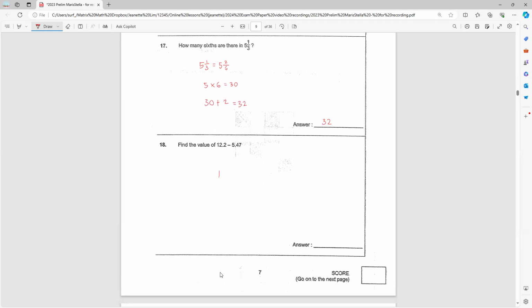We do the working. 12.2, when you minus, the decimal needs to be in line. So we put 12.20 minus 5.47. Borrow, this is 10 minus 7 is 3. 1. So 11 minus 4, 7. Then we have 11 minus 5, 6. 6.73.